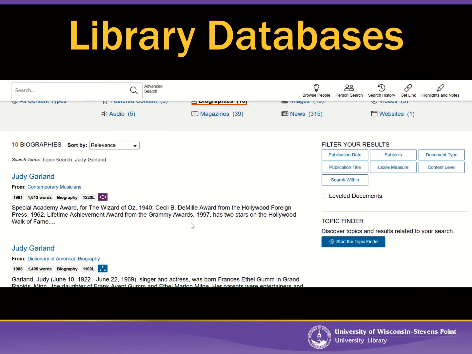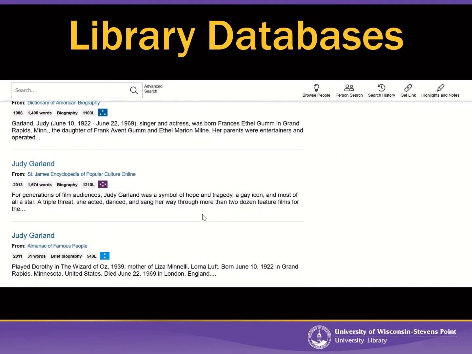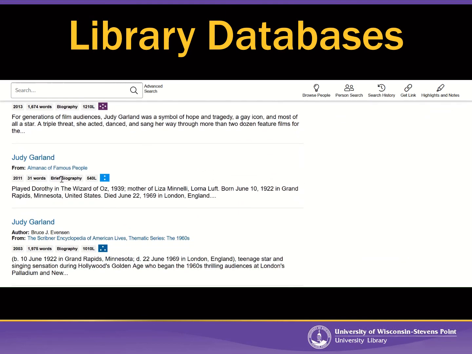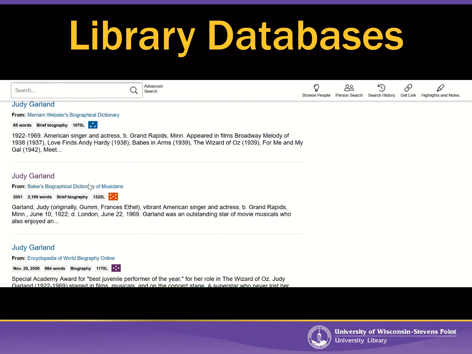So there are 10 biographies about Judy Garland in this database. So you actually could use more than one for your biography paper. Now you want to pay attention to word length because some biographies are too short. So for example, this biography is only 31 words, which is probably just a sentence or two and not a whole lot of help. However, if you go down to here, Baker's Biographical Dictionary of Musicians, this one is about 7 pages. So I'm going to go ahead and click on this article.